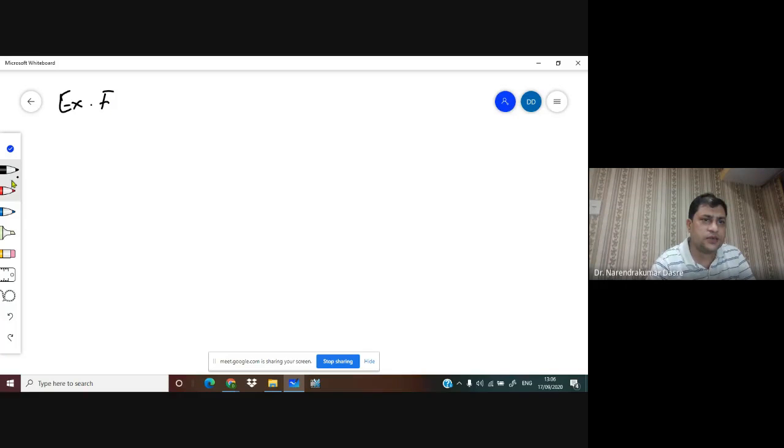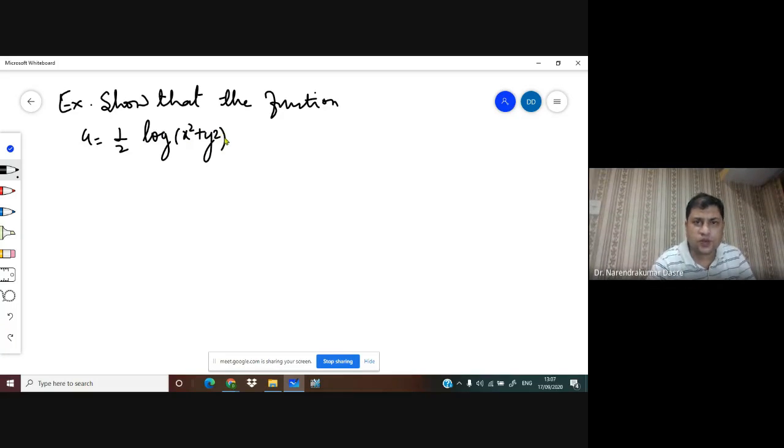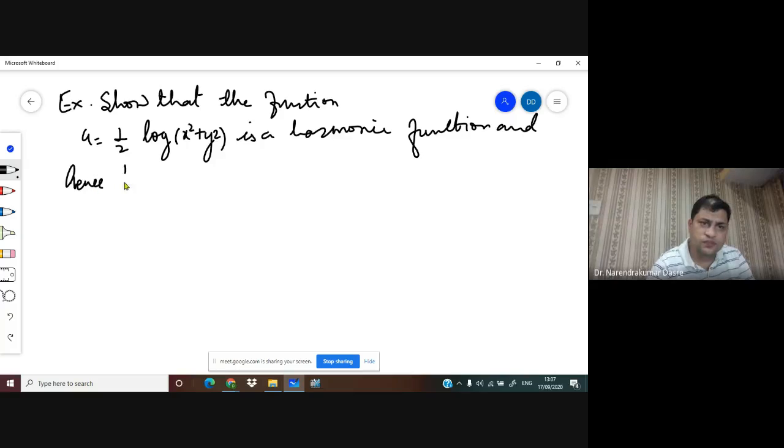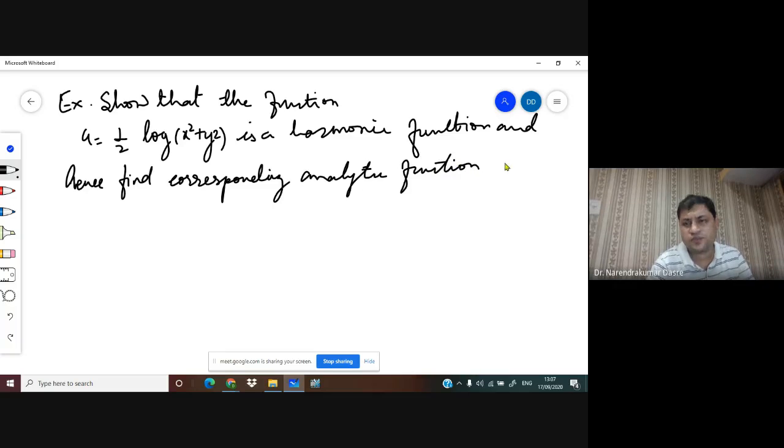Show that the function u is equal to half of log of x square plus y square is a harmonic function, and hence find the corresponding analytic function f of z and its harmonic conjugate.